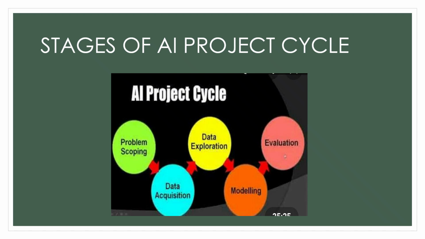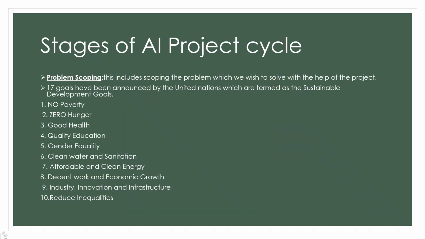This diagram shows the AI project cycle. These are the 5 stages of AI project cycle. They are problem scoping, data acquisition, data exploration, modeling, evaluation. The first stage of AI project cycle is problem scoping. Problem scoping is identifying and understanding the real world problem that we want to solve using AI.